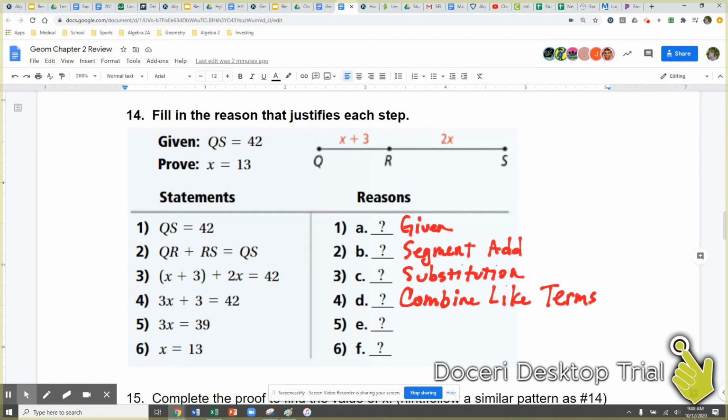Then we look from 4 to 5. 3x plus 3 becomes just 3x, and the 42 goes down to 39. What property are we using next? Subtraction. And lastly, our 3x equals 39 becomes x equals 13. So 3x was canceled out to x. 39 divides by 3 to get to 13. And that's going to be our division property. And that proves x is equal to 13. We started with our segment addition, worked all the way through our algebra steps, and we get to our correct conclusion.